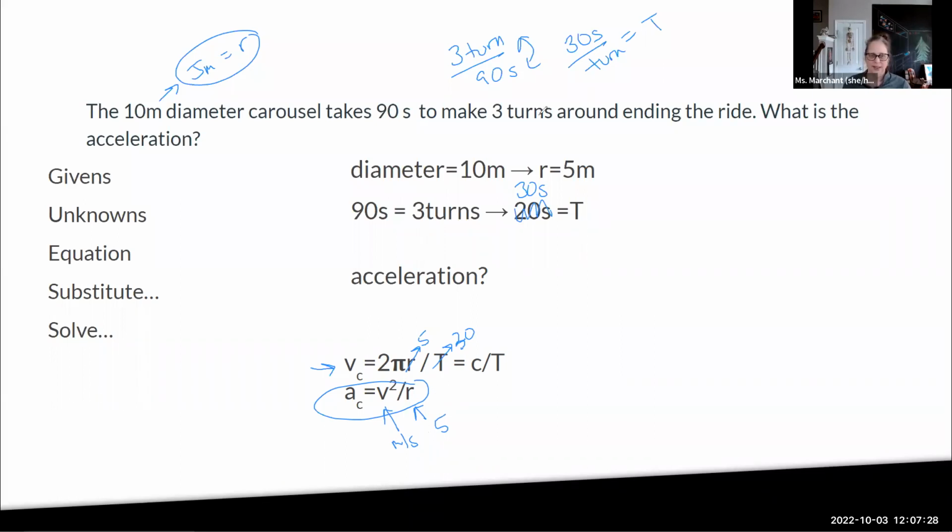Are there other ways you could do it? Yep, you could have said 3 times 2 pi r over 90 seconds, because that is still my total distance over my total time for my velocity. Again, lots of different ways to break these guys down.